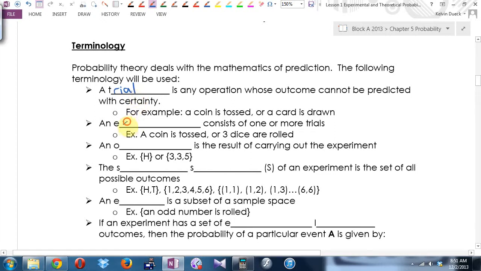An experiment consists of 1 or more trials. How many rolls did we have today? 4. How many experiments did we have today in rolling a die? 4. Did we know ahead of time what they would roll? I could hope. I could only hope. But I'm willing to leave it up to the fates.